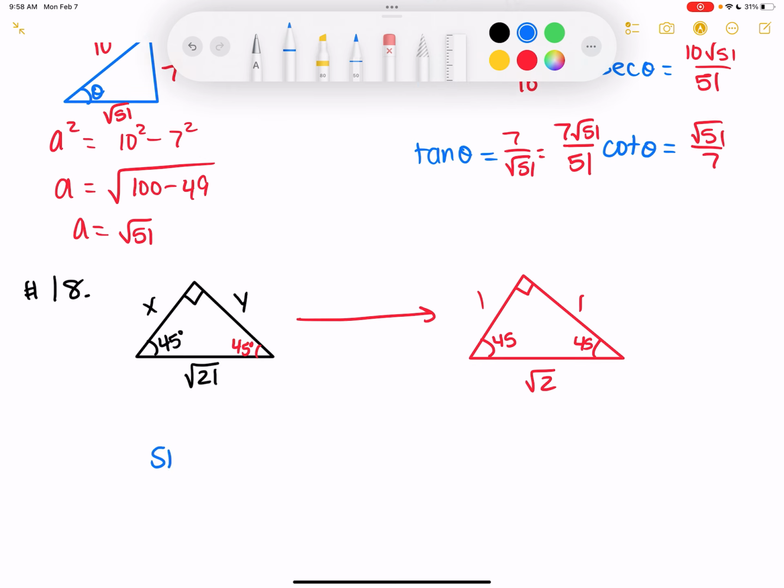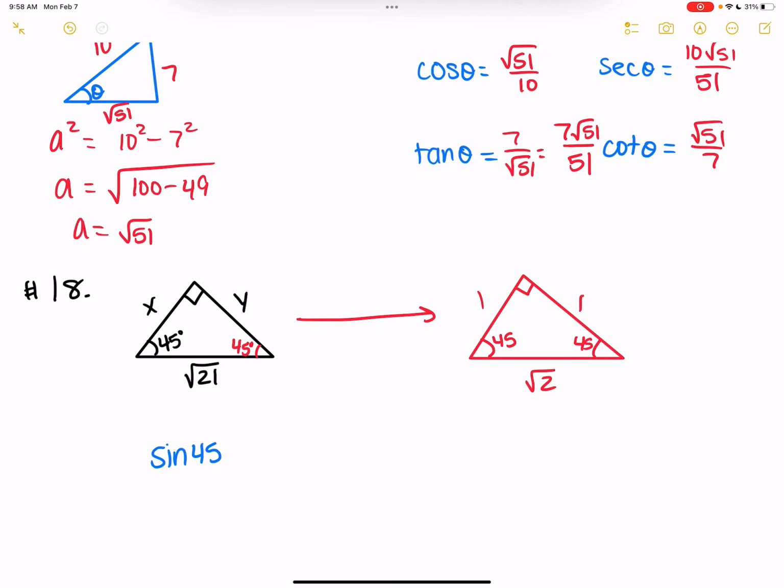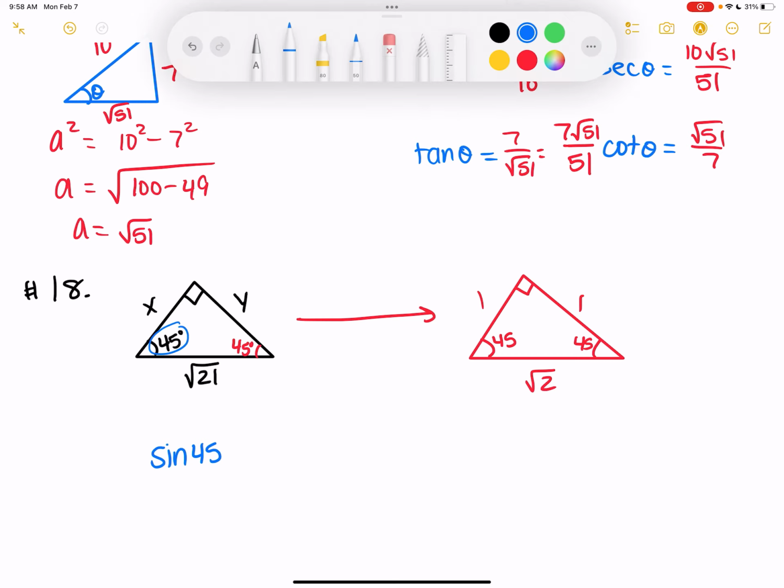Now the sine of 45 degrees is what we're looking at. Okay, I'm going to use this one and I'm going to use this one, so that way I'm looking at the same angle for both. And we're going to do a comparison.